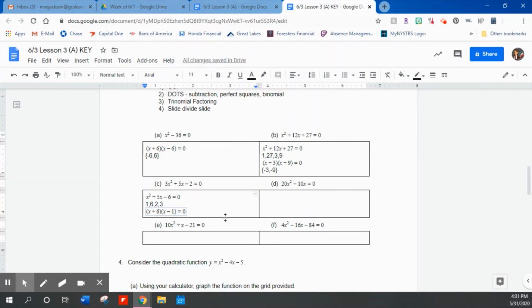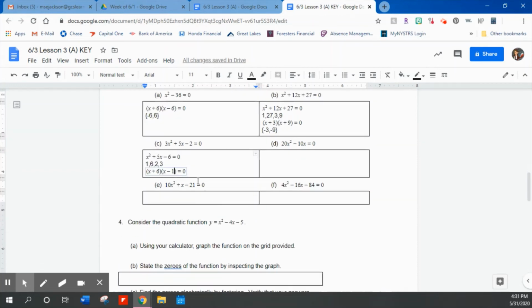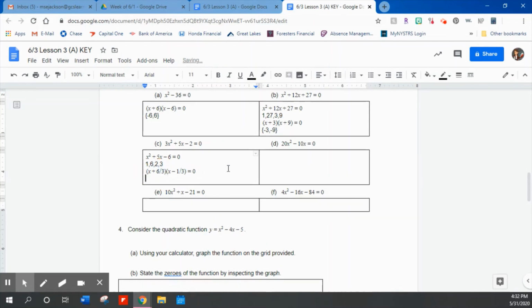Except for the fact that we are doing slide, divide, slide. So many of us forget and just stop and solve right here. We did the slide. Now we need to do the divide. So we are going to divide the 6 by our number that we originally multiplied by, which was that 3. So we have to do 6 divided by 3 and then 1 divided by 3. If we can simplify those fractions, we need to simplify them.